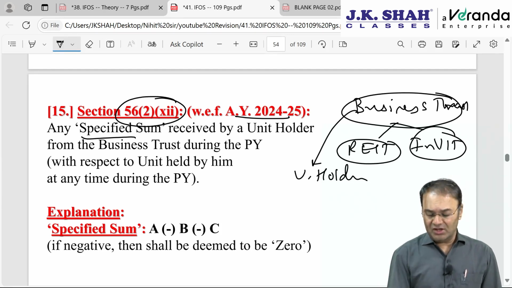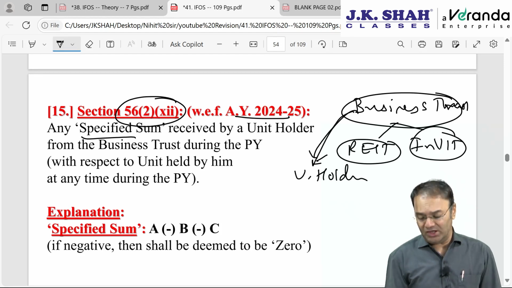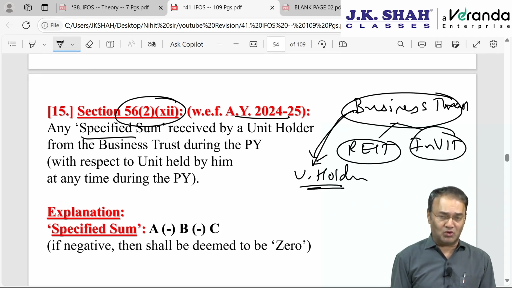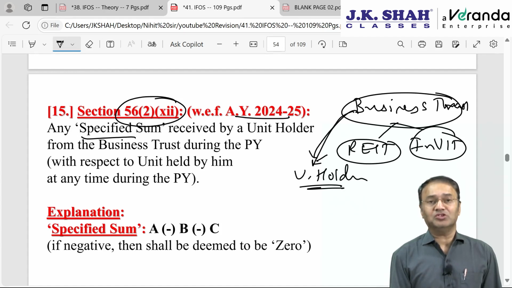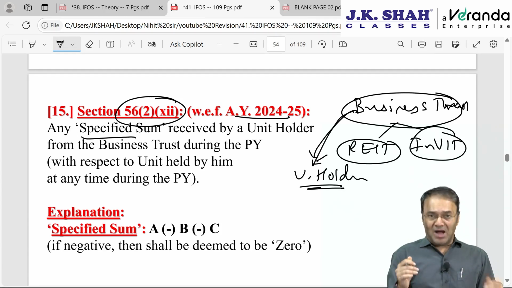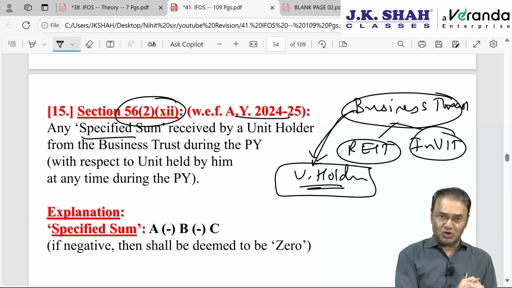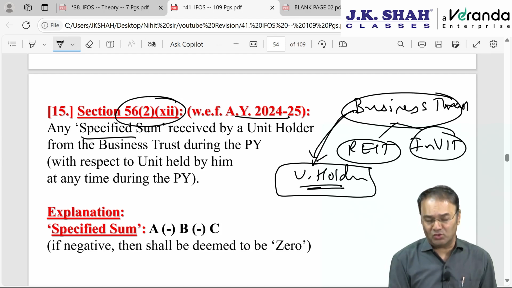If the business trust passes on some money to the unit holder which is in the nature of capital contribution repayment, repayment of the initial contribution made by the unit holder, which is neither taxable in the hands of the business trust nor taxable in the hands of the unit holder, then such amount will now be taxable under this head. However, how much will be taxable? The answer: the amount taxable will be the amount received above and over the initial contribution. The amount received by the unit holder from the business trust will be taxed under the head IFOS in the hands of the unit holder. How much will be taxable? The amount received above and over the amount contributed by the unit holder.